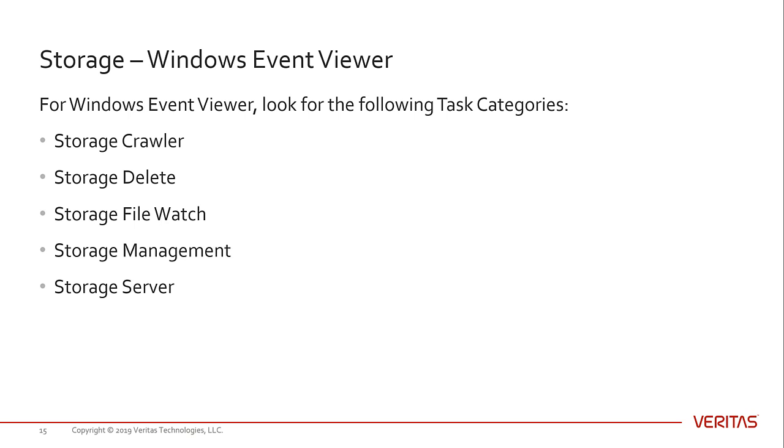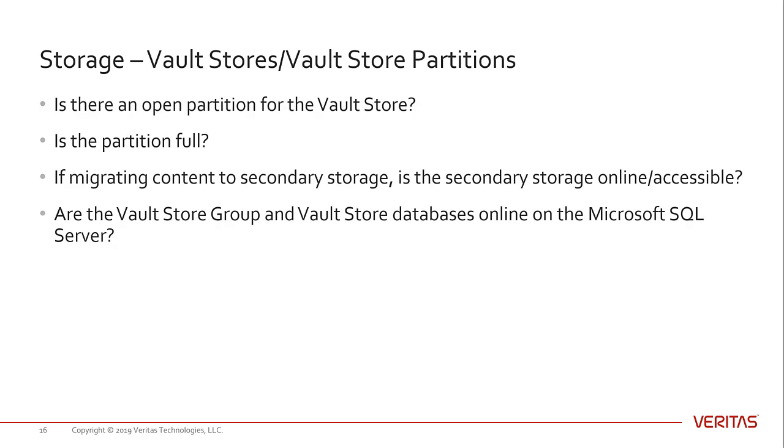For Windows Event Viewer, look for the following task categories: storage crawler, storage delete, storage file watch, storage management, and storage server. Vault stores and Vault Store partitions. Is there an open partition for the Vault Store? Is the partition full? If migrating content to secondary storage, is the secondary storage online and accessible? Are the Vault Store group and Vault Store databases online on the Microsoft SQL Server?